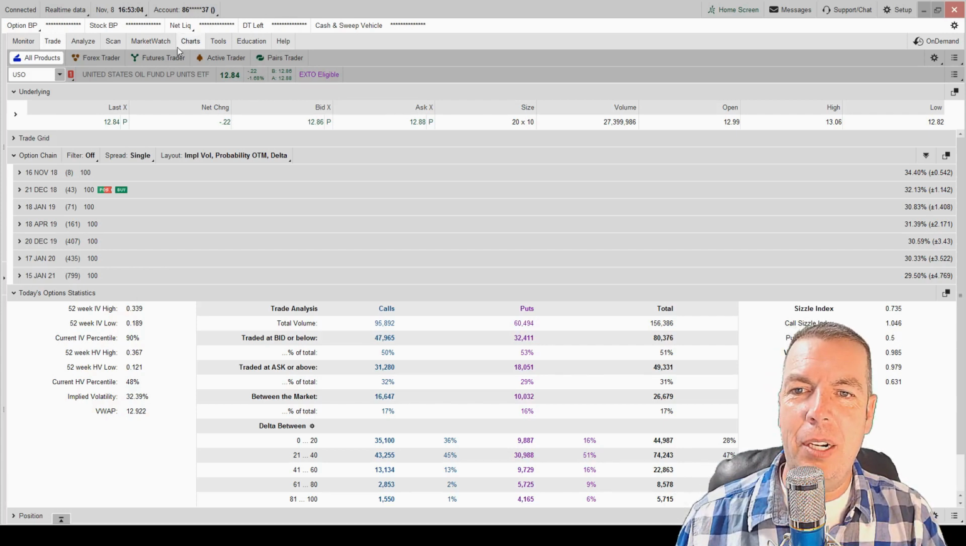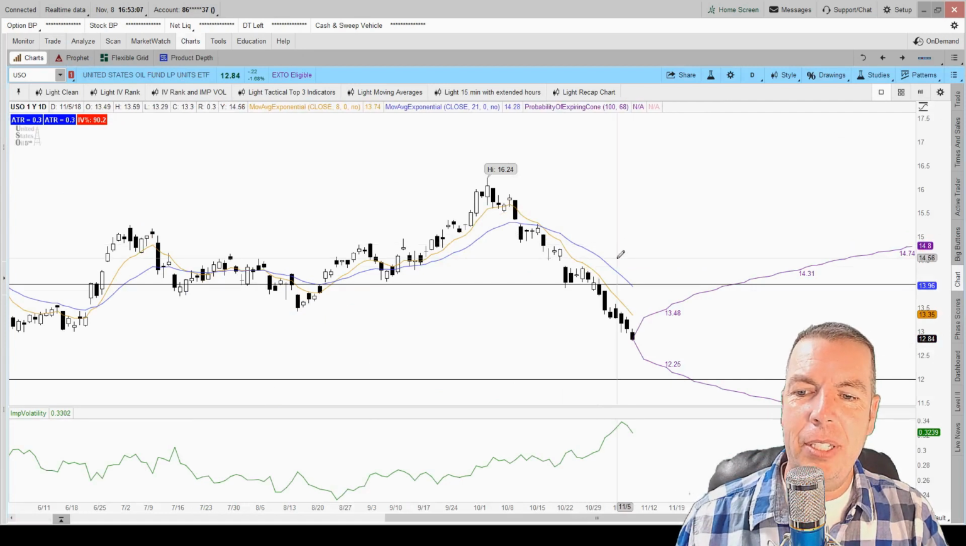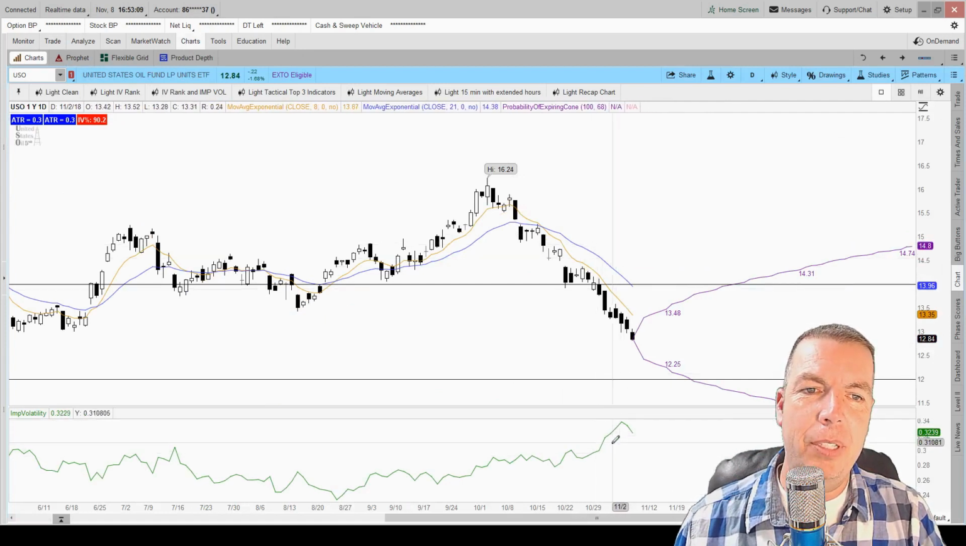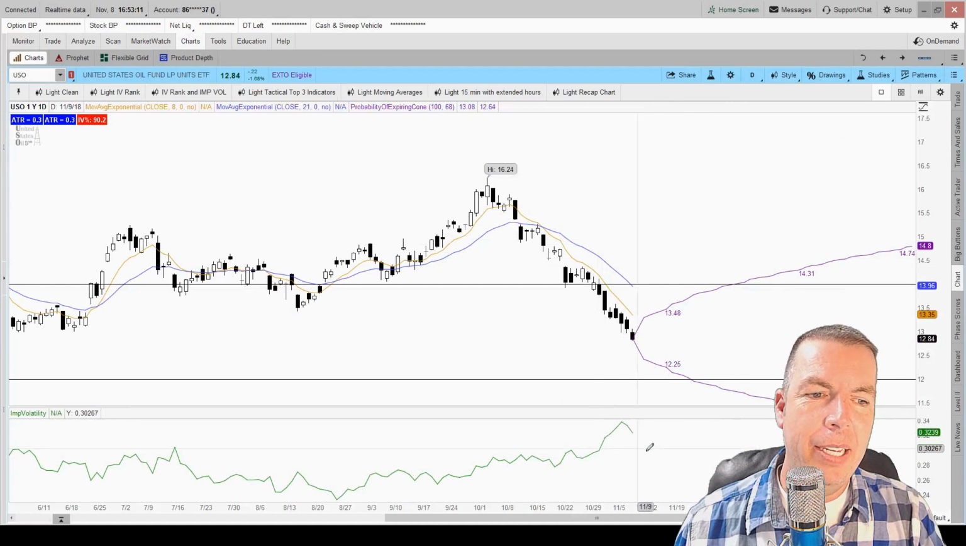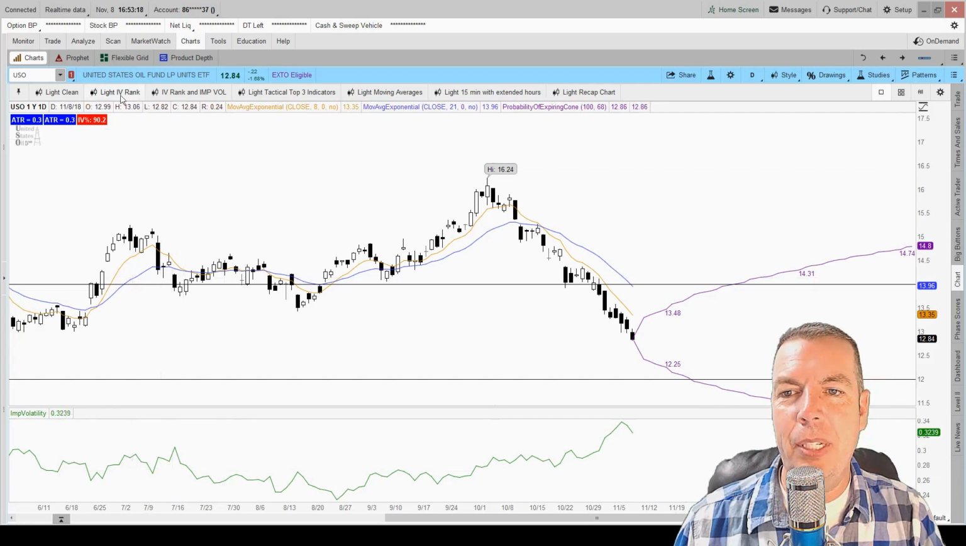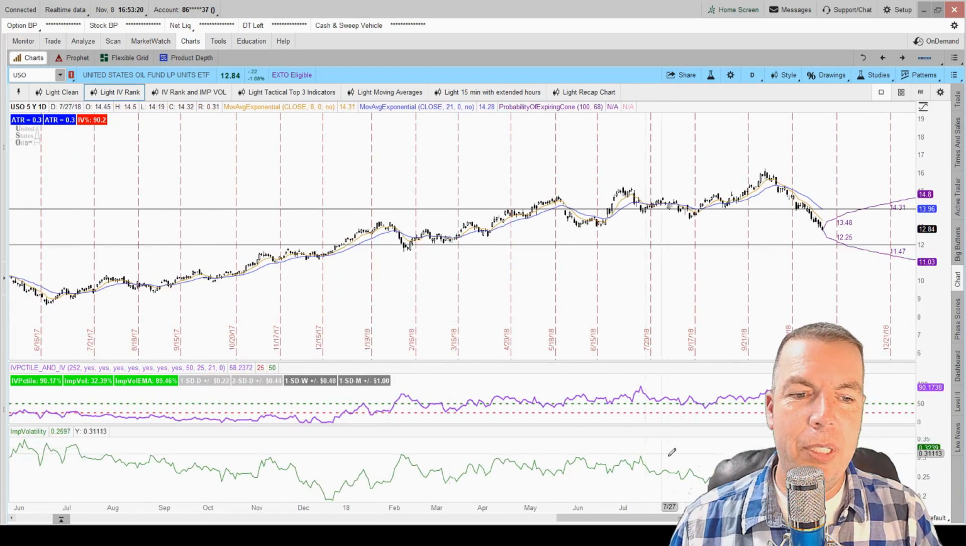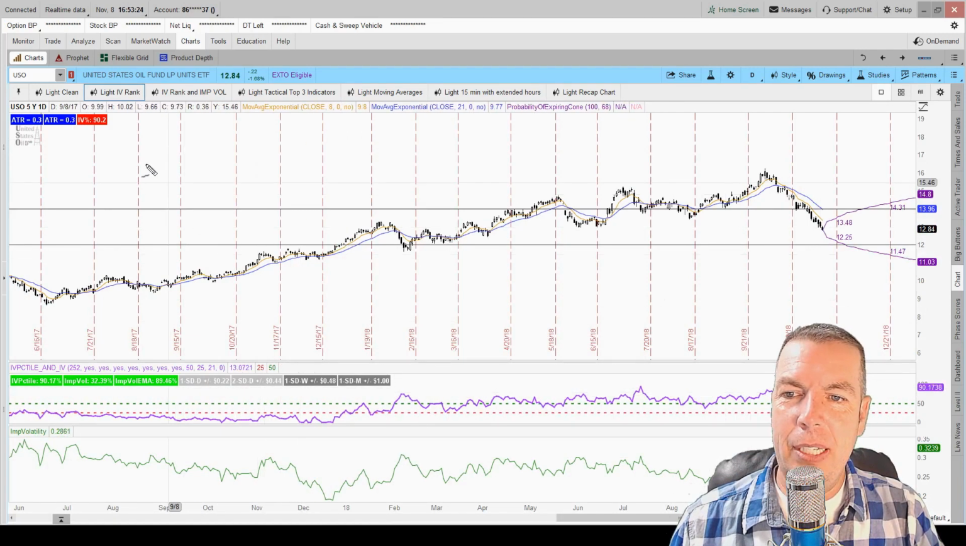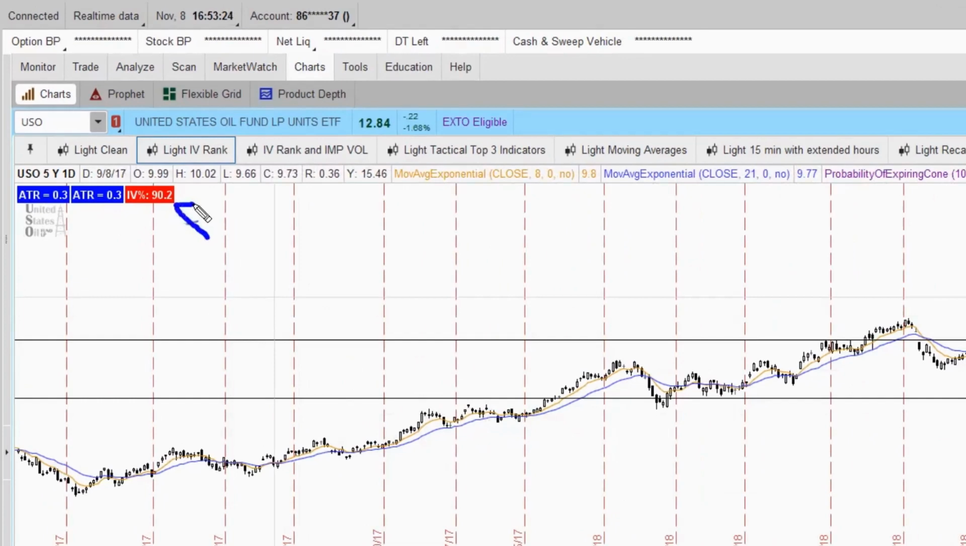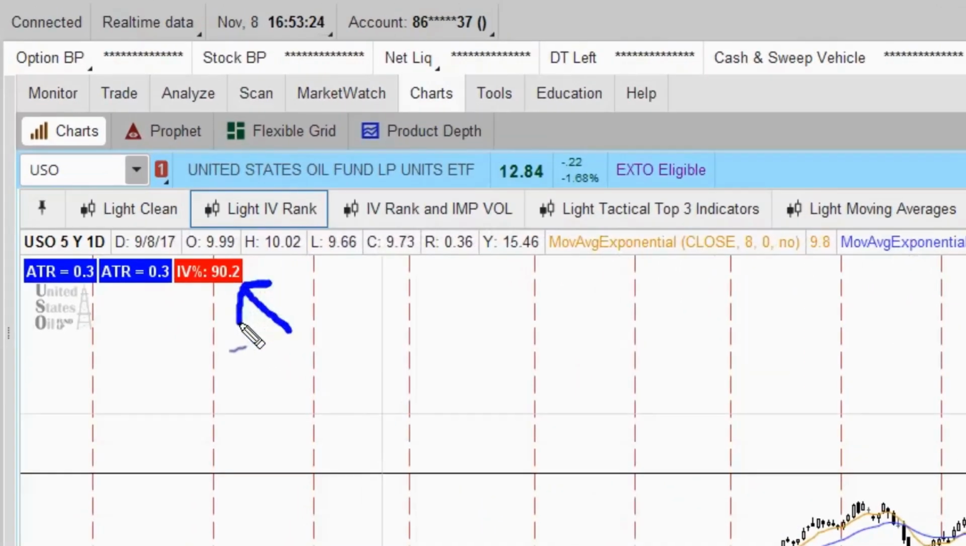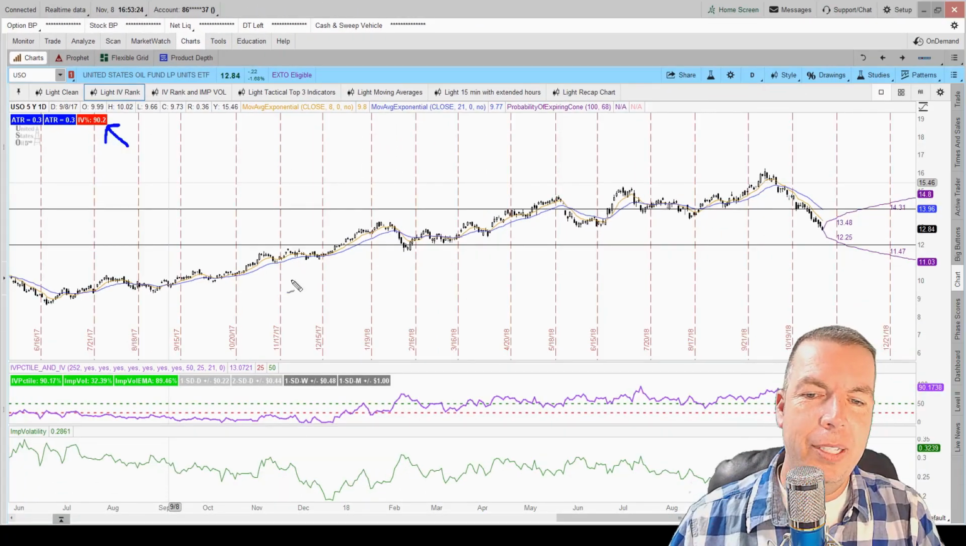So let me pull up a chart here, and you can see that here along the bottom we could add implied volatility. You just come up here and you add that in. You can see that implied volatility right now is 32.39. But if we come in here and we look at the IV ranking, which is totally different, we just add that in here, and we can see that the little tag I have up here shows the IV percentile ranking at 90.2. So again, 90% of the time risk has been lower than it is right here.